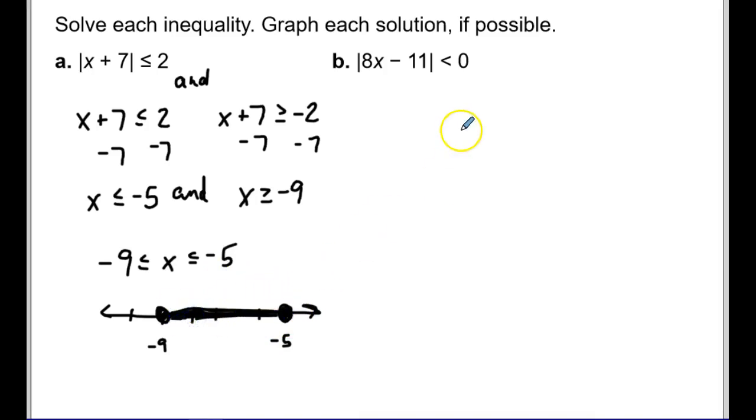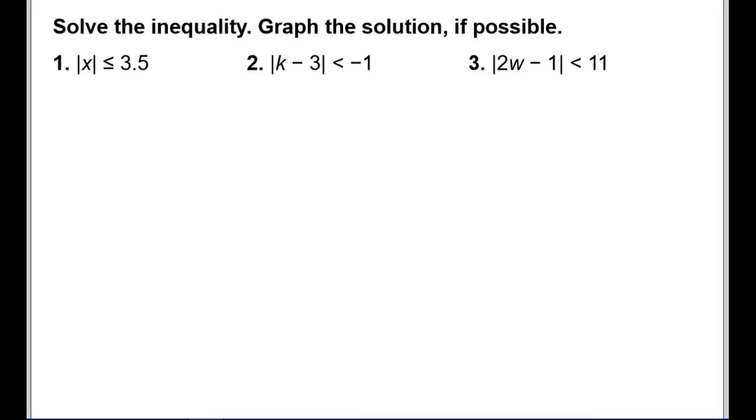Okay? So now let's look at part B to solve this. Well, I see I have the absolute value is less than 0. Based on my definition of an absolute value, an absolute value can never be less than 0, so there is no solution here. Okay? So I can always just double check before I even start to solve it, because I know that it is not possible to have the absolute value be less than 0.